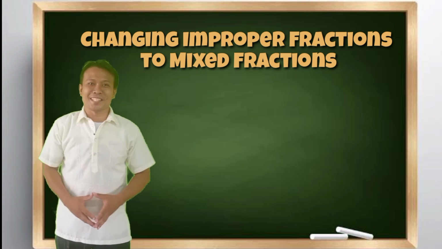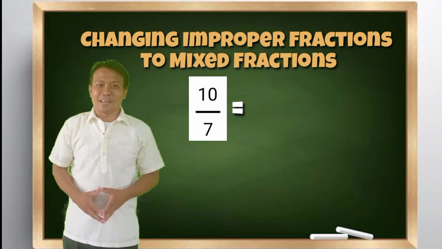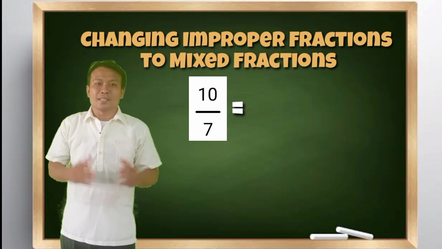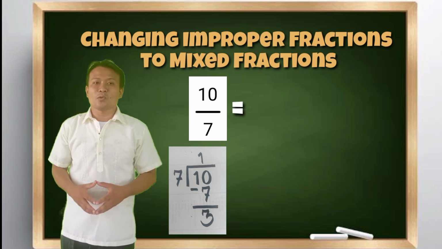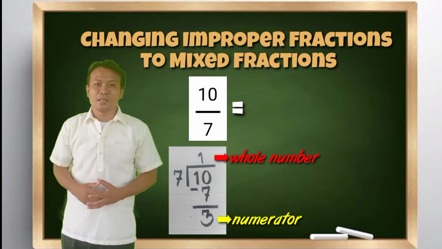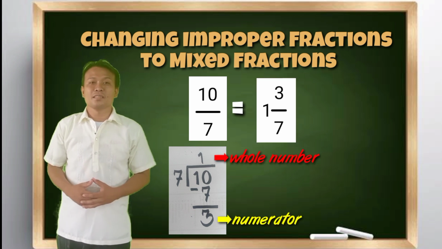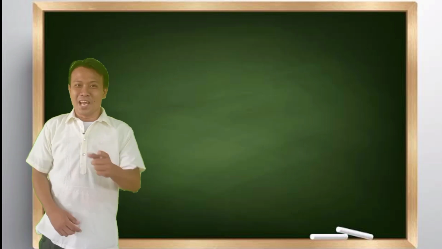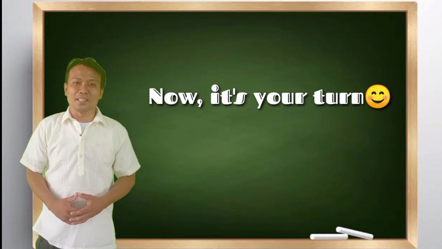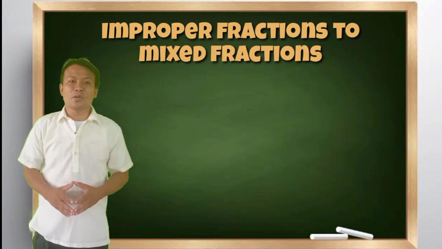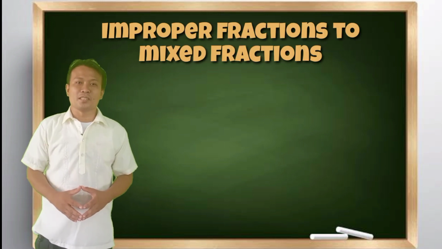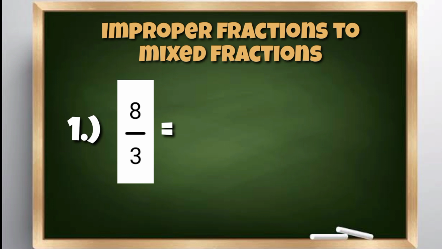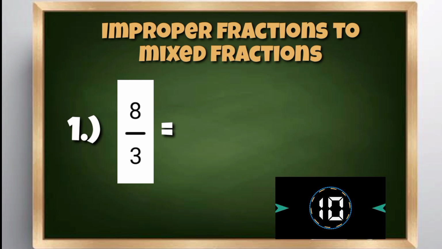I'll give you one more example. 10/7. 10 divided by 7 is equal to 1, remainder 3. So the answer is 1 and 3/7. Alright, now it's your turn to show what you've got. Change the following fractions to mixed fractions. Number 1, 8/3.